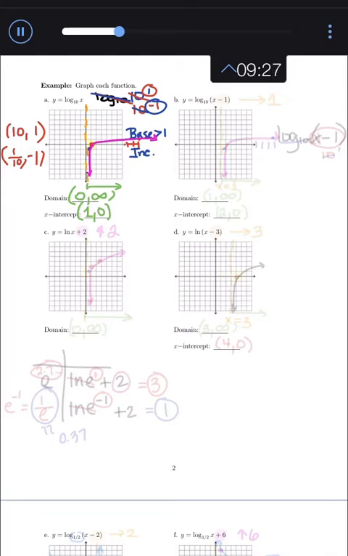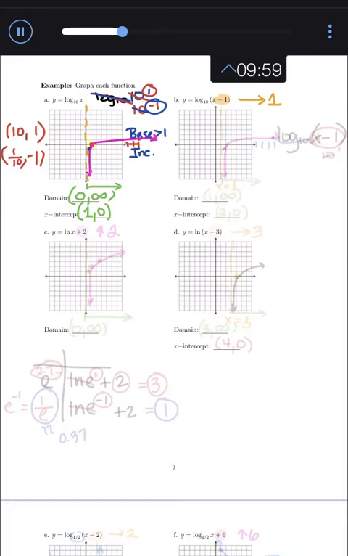Let's look at graphing another one. Let's look at y equals log base 10 of x minus 1 here in problem B. Now notice the minus 1 here is on the inside of the log. That means it's going to do what? It's going to shift us left or right. Remember, it's going to do the reverse of what you think. So if you see a minus 1, you're going to shift to the right one. The question is, how is that going to affect our graph?